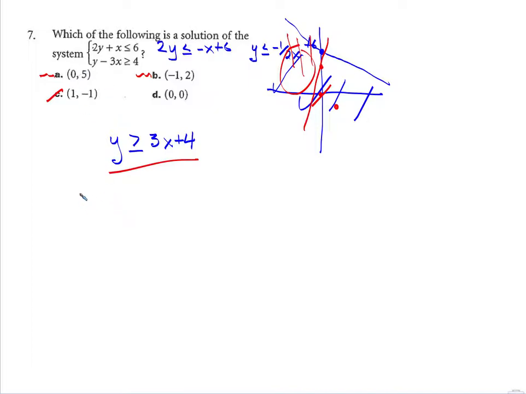Let's try A. If I plug in 0 into x, so 5 is y, it's going to be 2 times 5 plus 0 needs to be less than or equal to 6. And that's going to say 10 is less than or equal to 6. That is not the case. A is eliminated, and D was already eliminated also. Correct answer is B. All right. It was B.